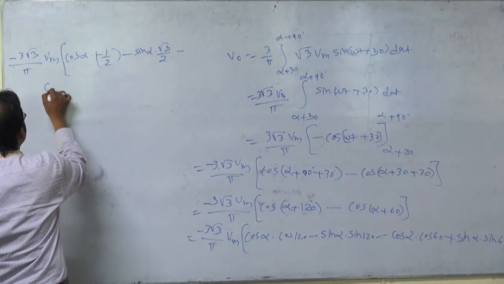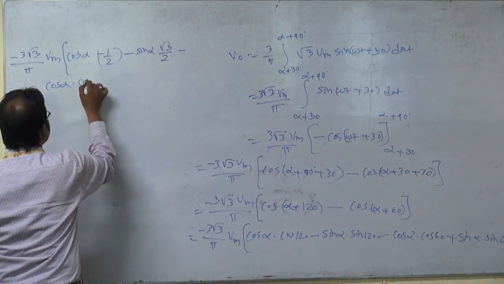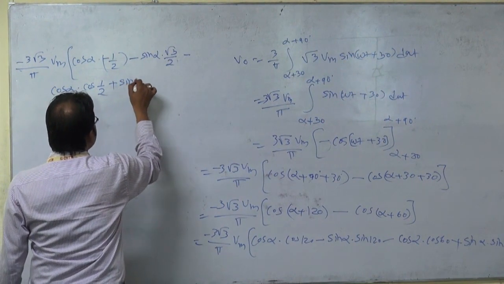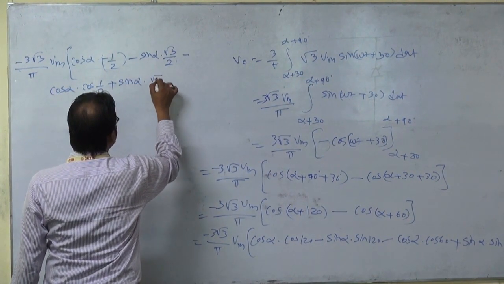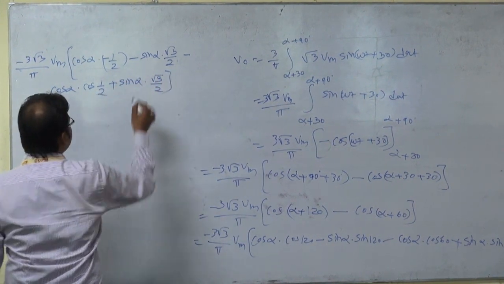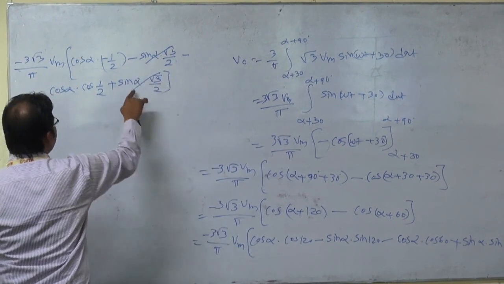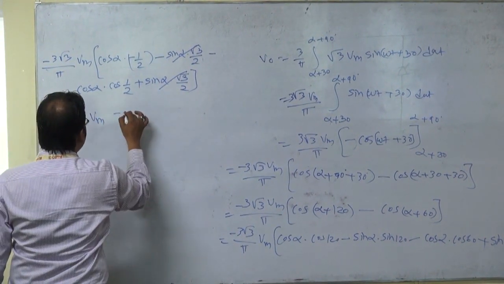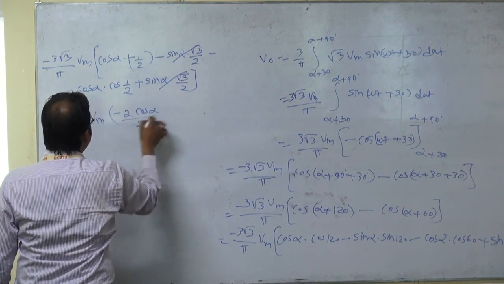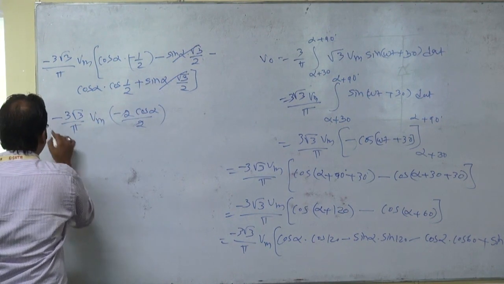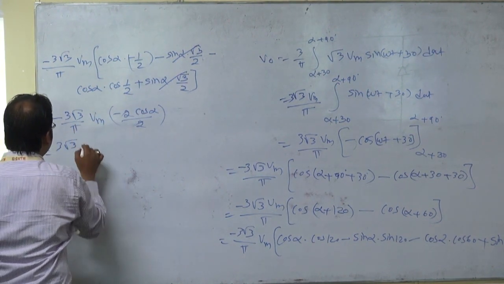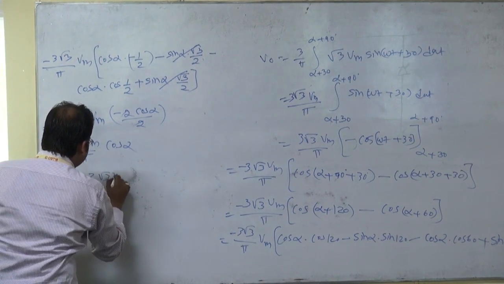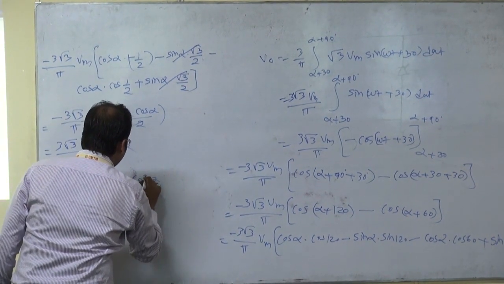Next minus cos alpha cos 60, how much is it? 1 by 2, then plus sin alpha sin 60, how much? Root 3 by 2. So here the sine terms get cancelled, and finally 3 root 3 by pi into Vm, we get minus 2 into cos alpha by 2. This minus minus will be plus, so it will be 3 root 3 Vm by pi cos alpha. So this output voltage is 3 root 3 Vm by pi cos alpha.